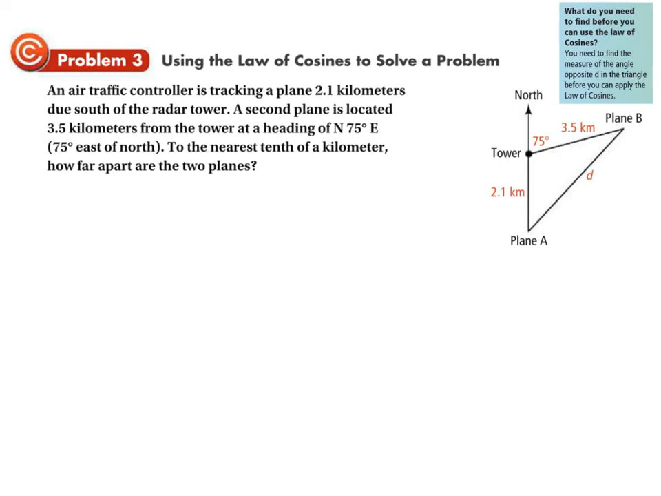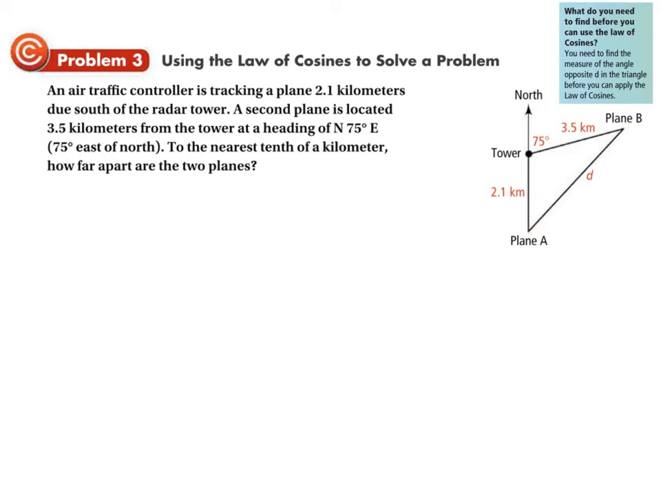Okay, check it out. An air traffic controller is tracking a plane 2.1 kilometers due south of the radio tower. Here's the tower, due south by 2.1 kilometers. There's that first plane. A second plane, plane B, is located 3.5 kilometers from the tower at a heading of north 75 east. So you start at north, straight up, and then you go 75 degrees to the east, like that. 75 degrees east of north. Okay? And then the question is, to the nearest tenth of a kilometer, how far apart are the two planes? What is this d value?